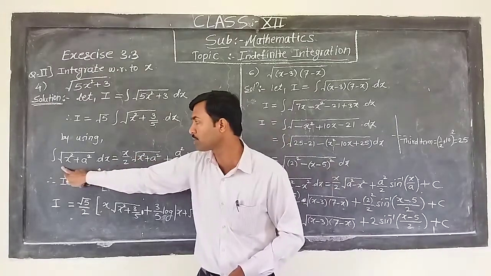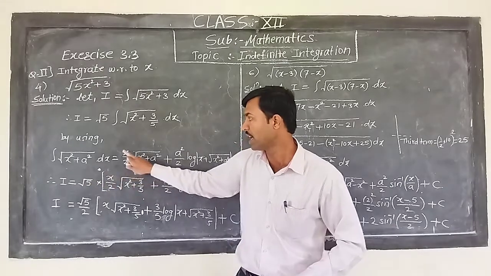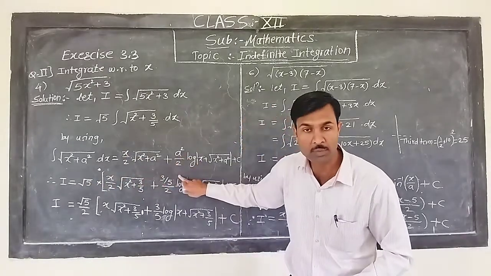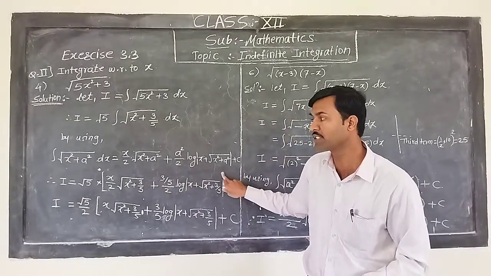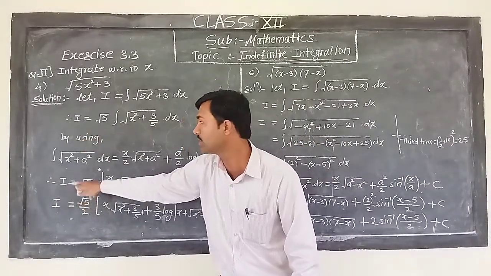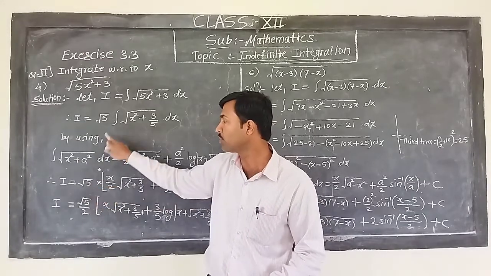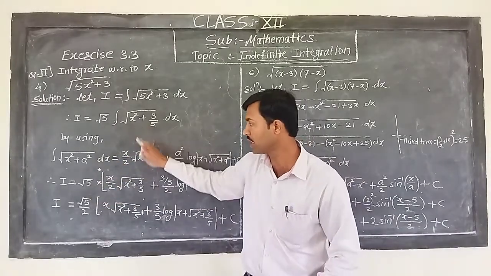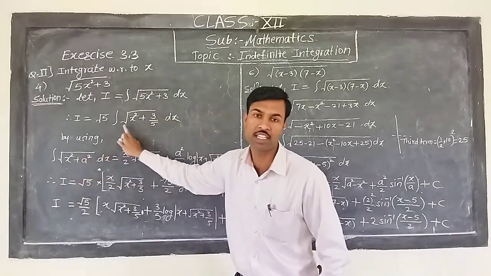Now, after applying this formula, the integration of under root of x square plus a square into dx is x upon 2 into under root of x square plus a square, plus a square by 2 into log of mod of x plus under root of x square plus a square, plus c. So I is equal to root 5, which remains outside of this integral. The formula starts from here. So root 5 into, after applying the formula, x upon 2. X is the same as that of the formula.